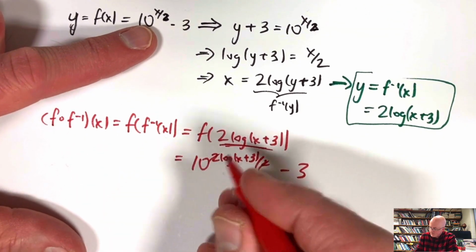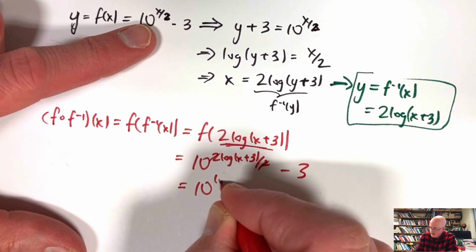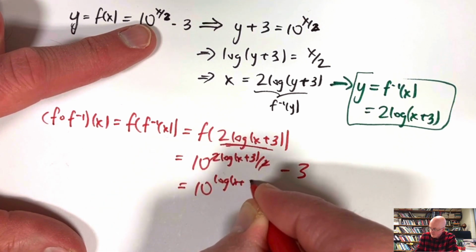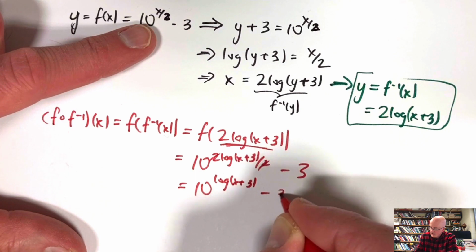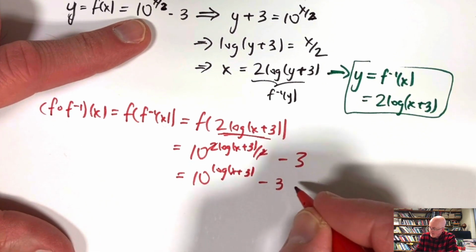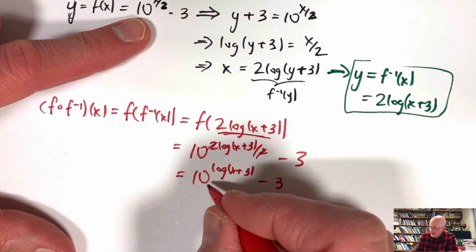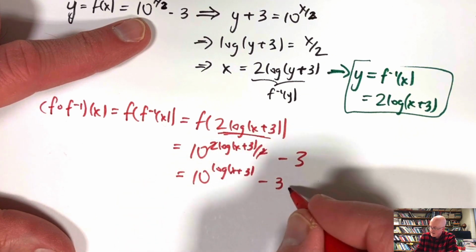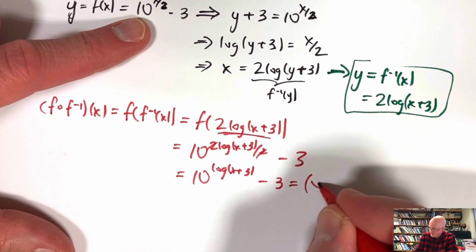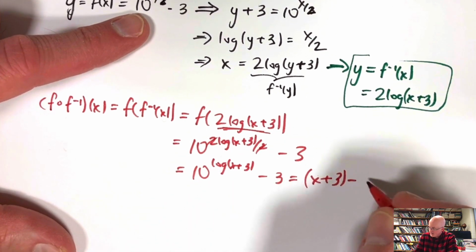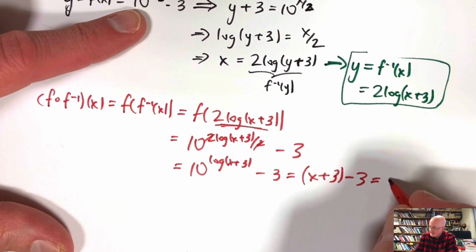Cancel those 2's. This becomes 10 to the log of x plus 3. Then minus 3 here. And then 10 to the x and log of x are inverse functions. That simplifies to x plus 3. X plus 3 minus 3 simplifies to x in the end.